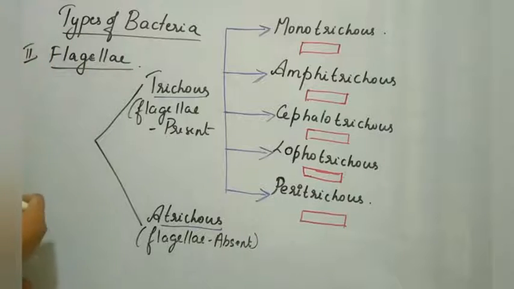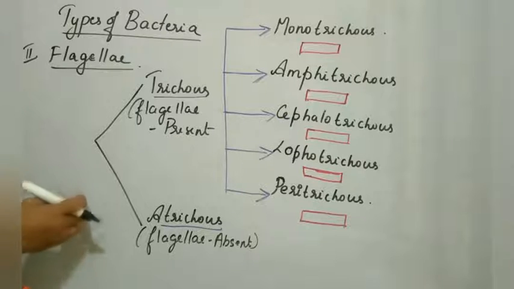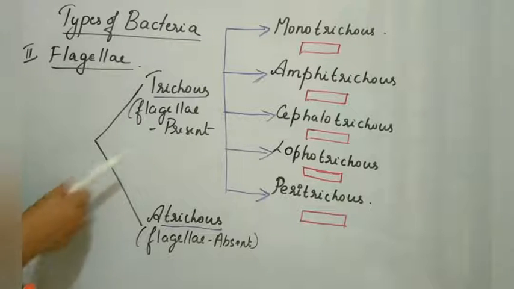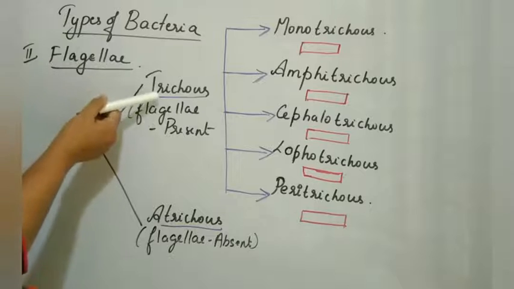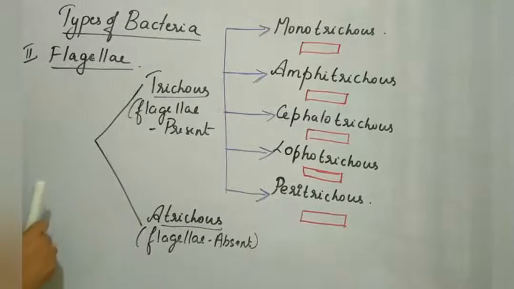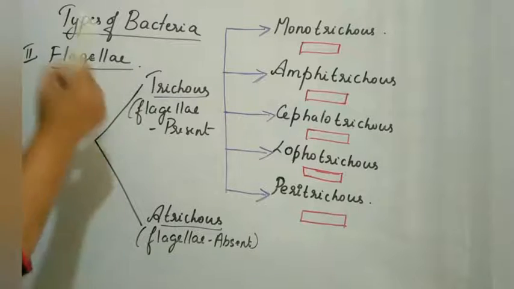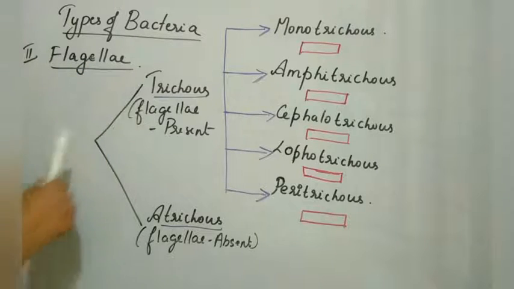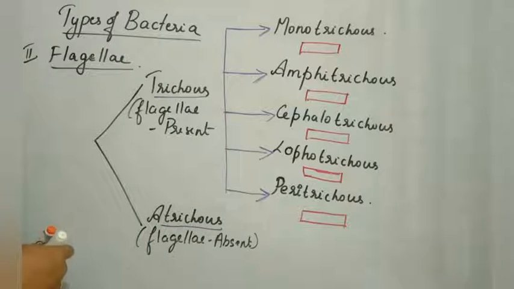Types of bacteria on the basis of the presence or absence of flagella. If flagella is present, it is called trichous, and if flagella is absent, it is called atrichous. And then this trichous type is again classified into different types on the basis of the arrangement of flagella.